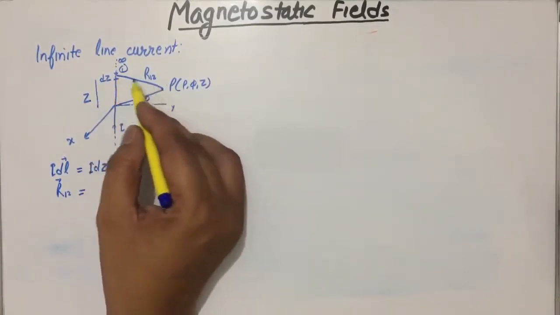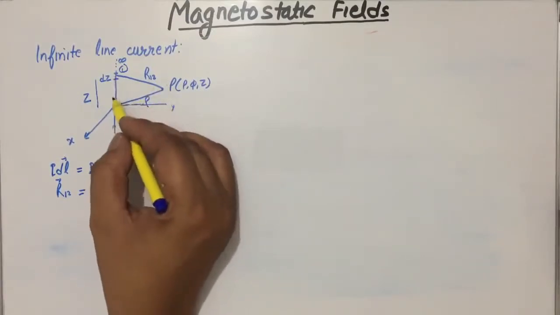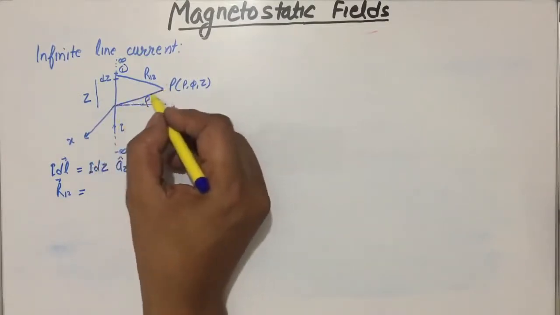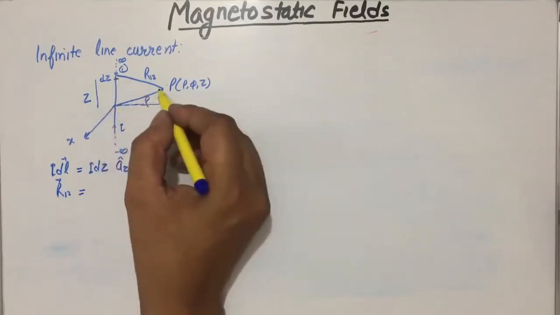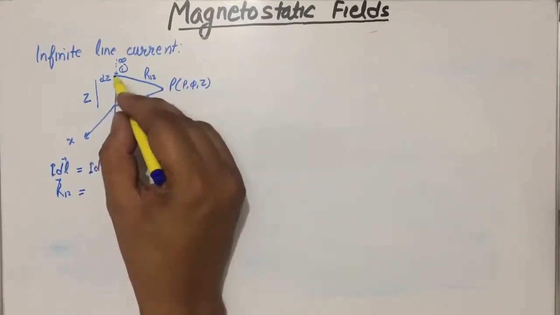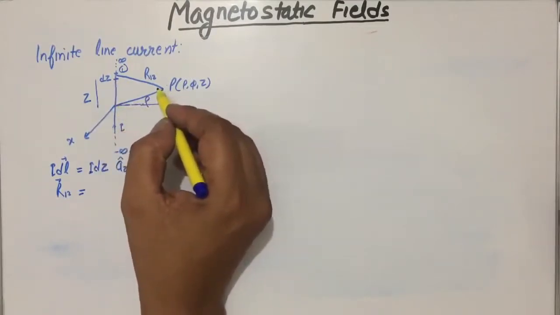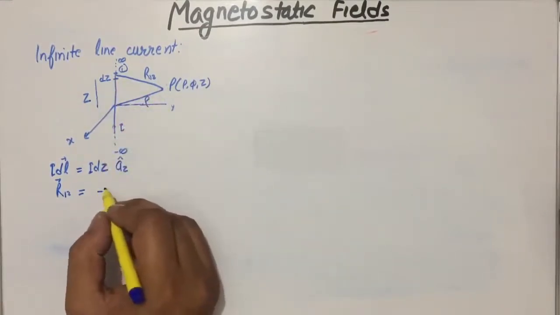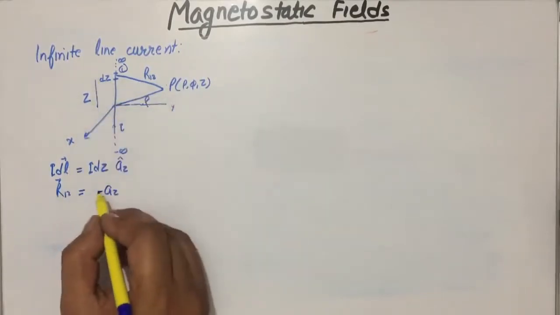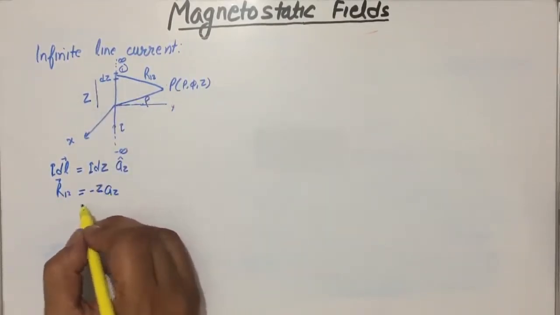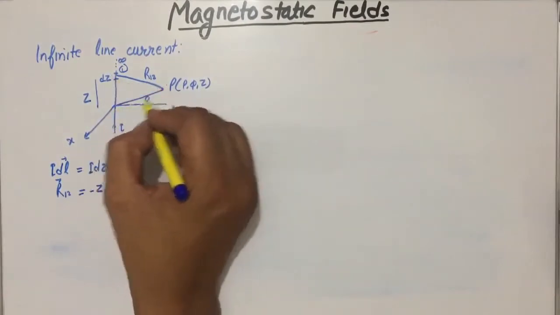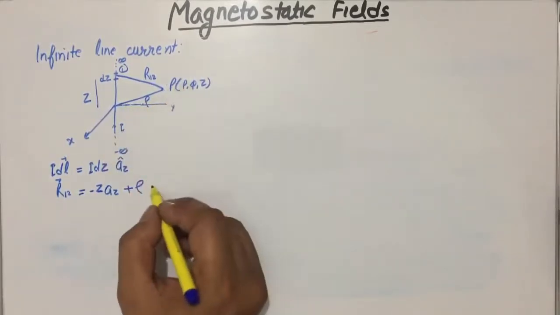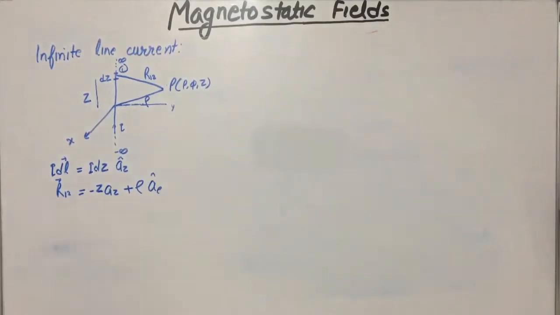To find this distance, you have to move against z, or you can move in this way, this vector plus this vector. Start from here. This vector will be minus az, and the length is z, so you can say minus z az, plus this vector, which is in the direction of arrow, rho arrow. This is R12.